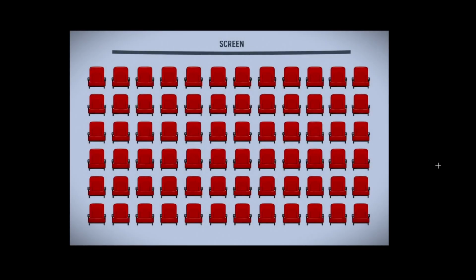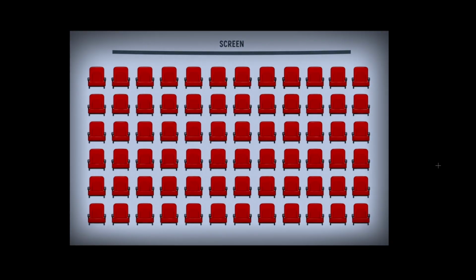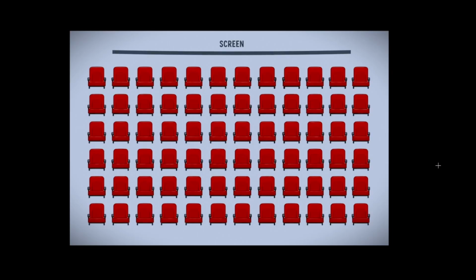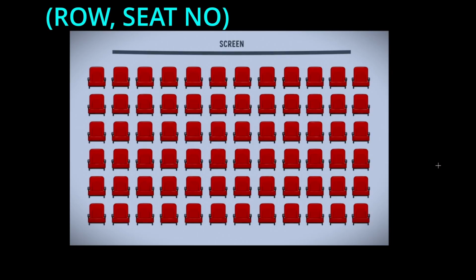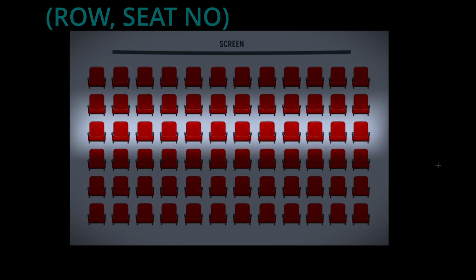Imagine a theater where seats are simply numbered 1, 2, 3, 4, and so on. If I tell you to find seat 28, will you immediately know which row it's in? Not so easy, right? What if every seat has two numbers instead of one? The first number tells us the row, and the second number tells us the seat in that row.